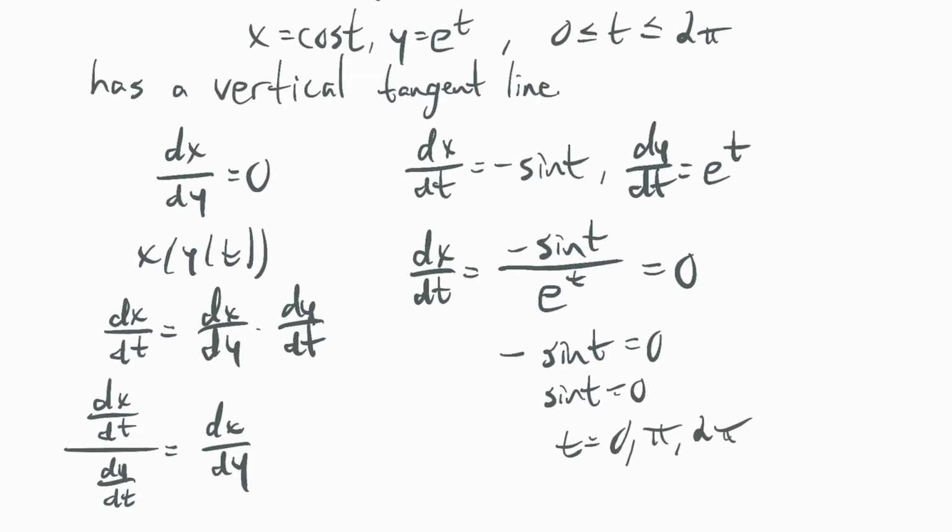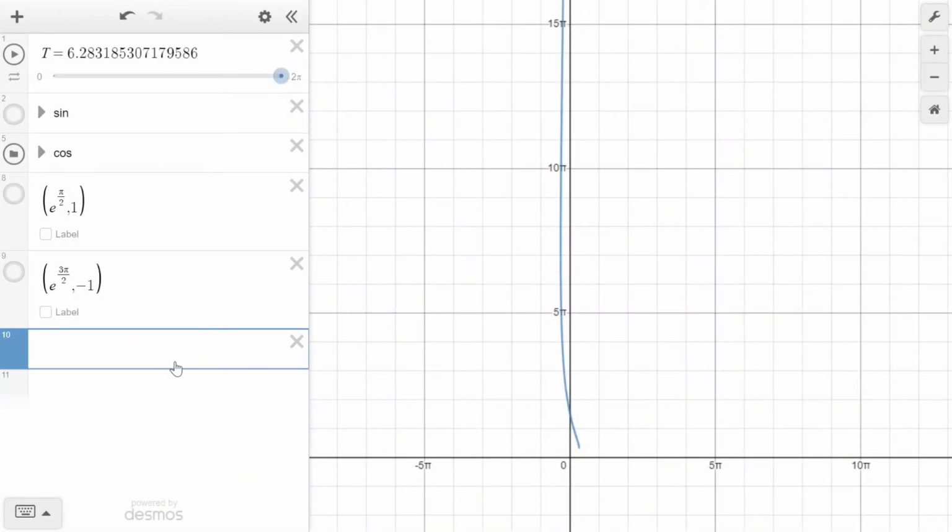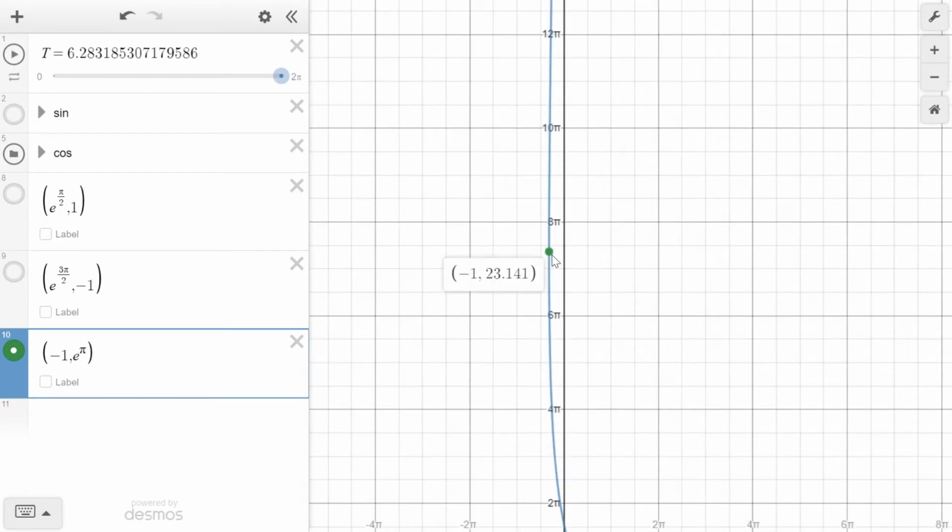At the endpoints, we are going to have vertical tangent lines, and I did include the endpoints initially, but let's ignore them. That's not very interesting. I'm more interested in this one. What ordered pair would that be? If t equals pi, then x will be cosine of pi, which is negative 1, and y is e to the pi power. Okay, so let's go look at that graph. If I put in here negative 1 comma e to the pi power, there is that point right there. That's where the vertical tangent line is.